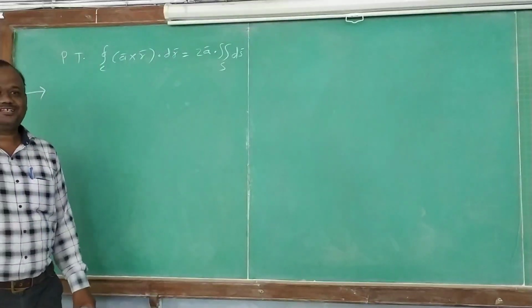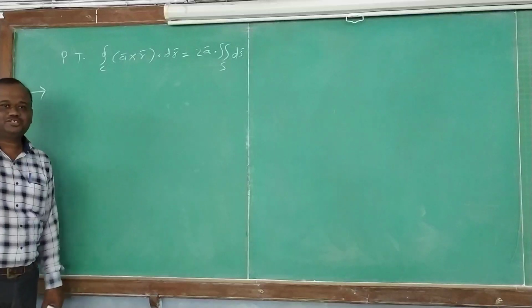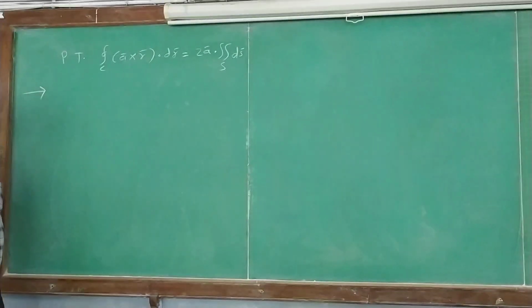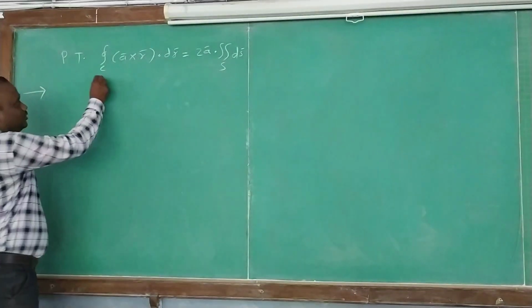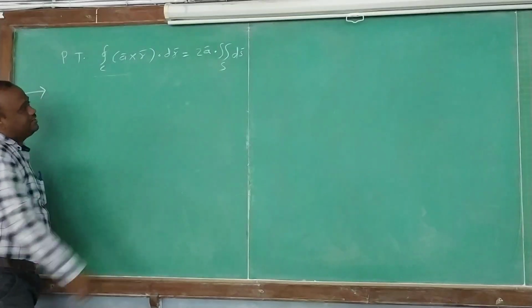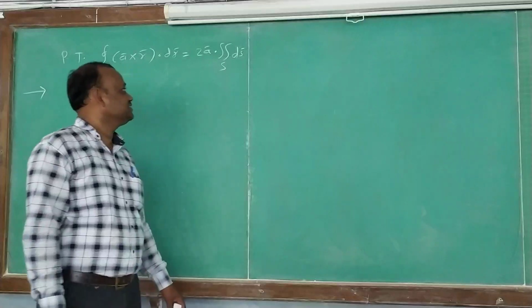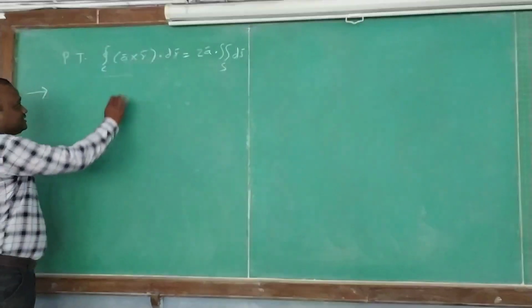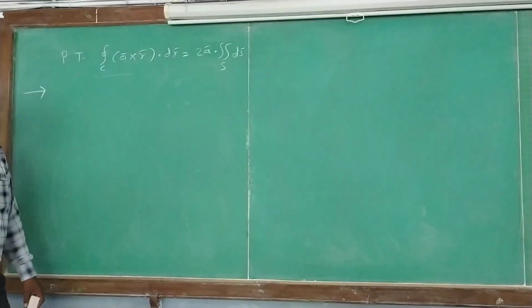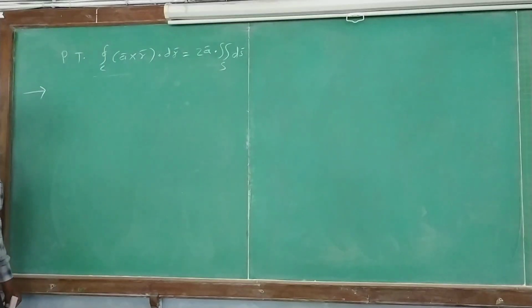Today we are going to take some problems on Stokes theorem using vector identities. So the problem is: prove that the closed integral over C of a bar cross r bar dot dr bar is equal to 2 a bar dot double integral over S of ds bar. First, how do we decide whether to use Stokes theorem, Gauss divergence theorem or Green's theorem?